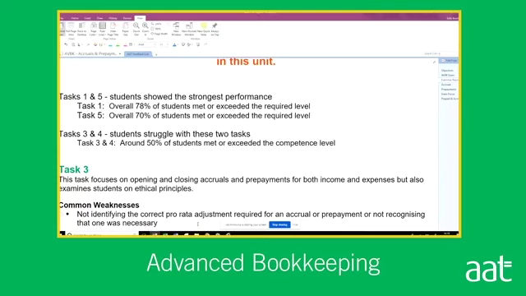So task 3, this is the one with the accruals and prepayments in. And then task 4 is to do with the year-end adjustments and obviously dealing with the suspense account and errors. We're looking at 50% of students who are only passing those 2 tasks.